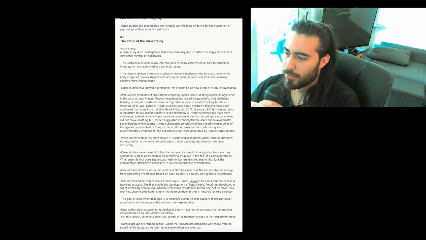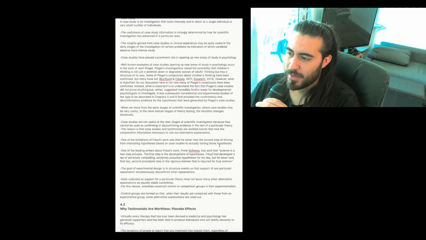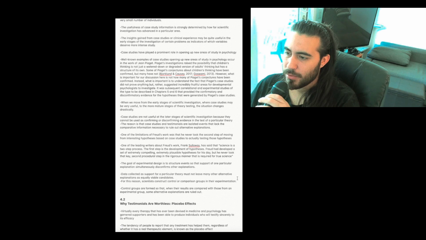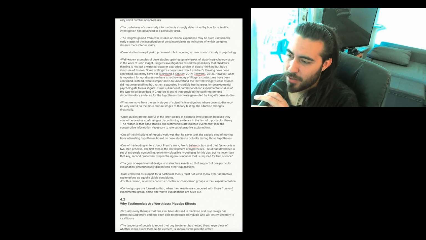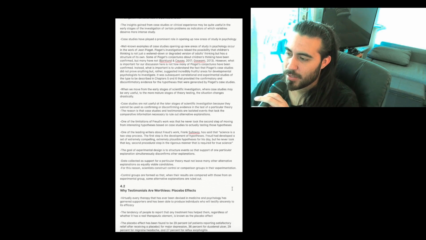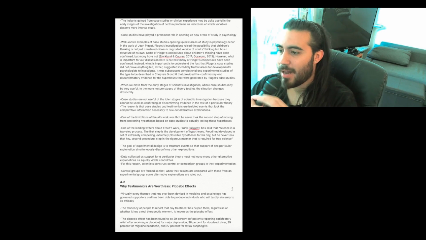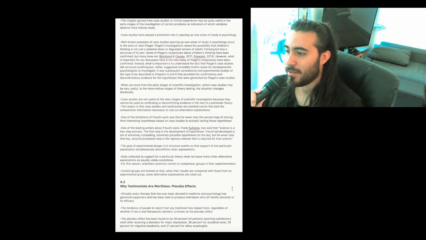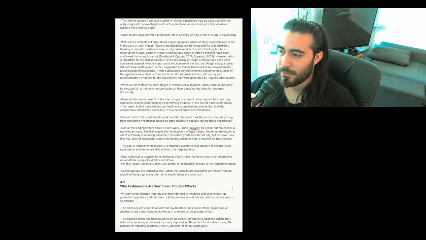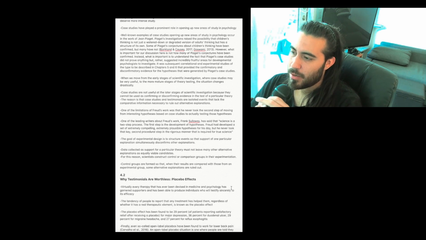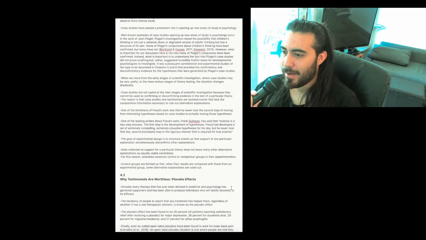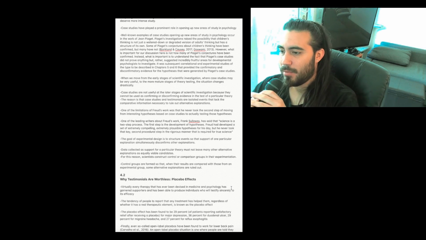When we move from the early stages of scientific investigation, where case studies may be very useful, to the more mature stages of theory testing, the situation changes drastically. Case studies are not useful at the later stages of scientific investigation because they cannot be used as confirming or disconfirming evidence in the test of a particular theory. The reason is that case studies and testimonials are isolated events that lack the comparative information necessary to rule out alternative explanations.